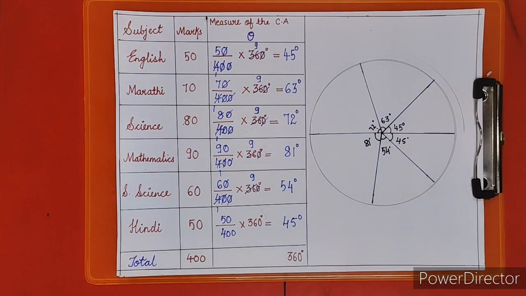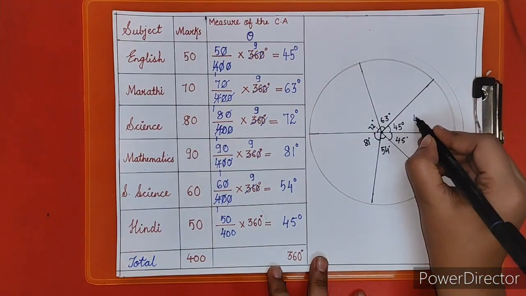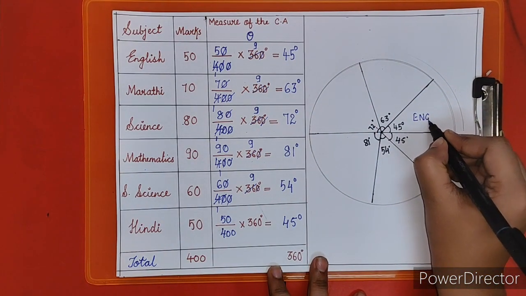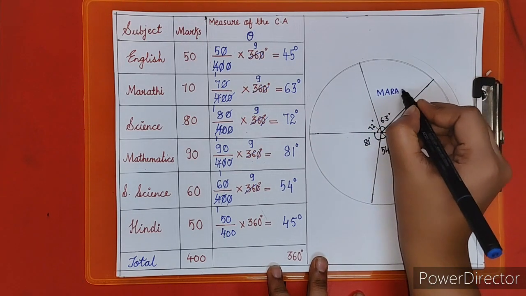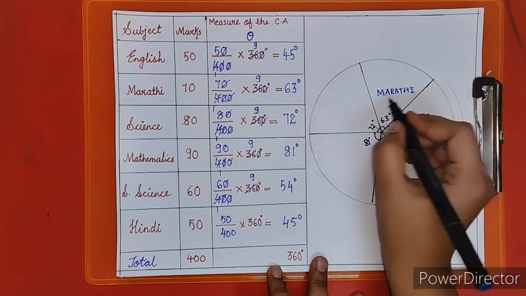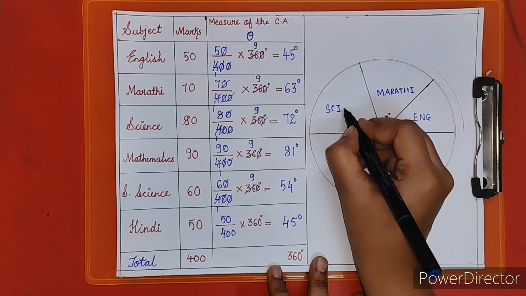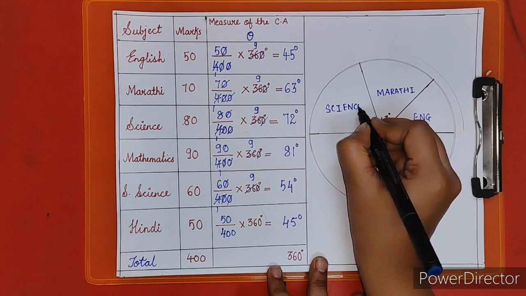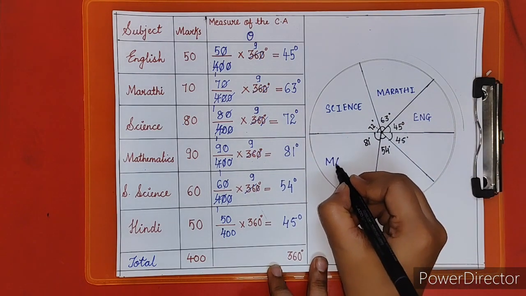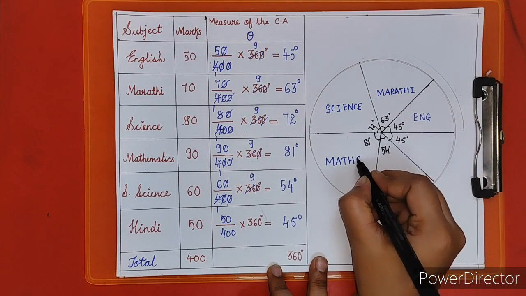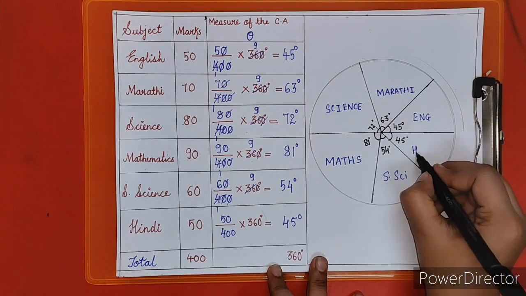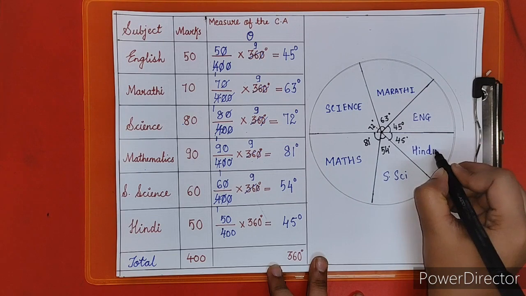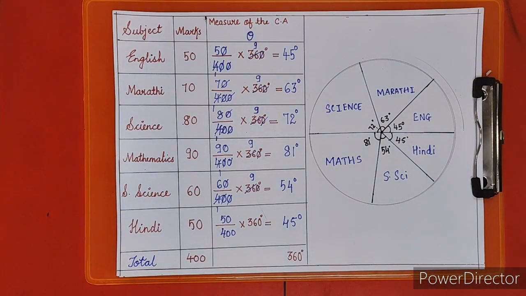So this is a pie diagram. We'll write the components of the pie diagram. 45 degree English, 63 Marathi, 72 for science, then maths, social science and Hindi. So this is the pie diagram you are going to make.